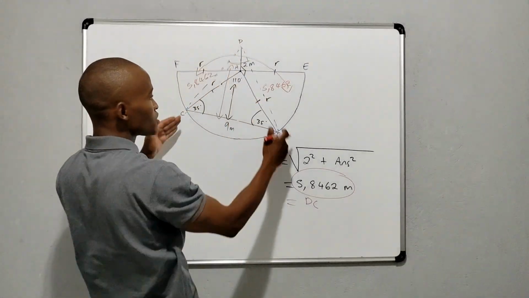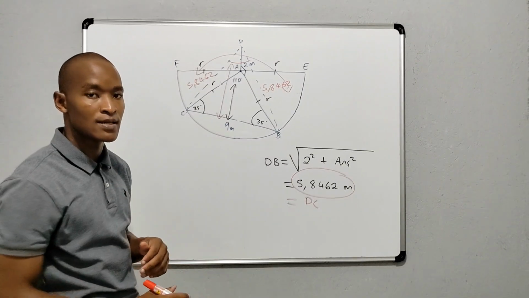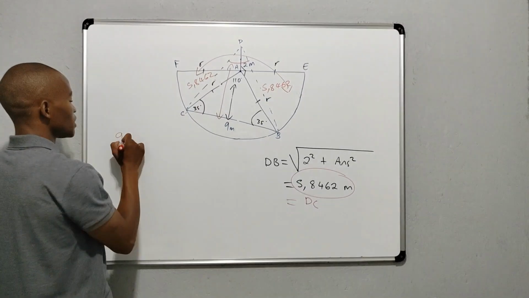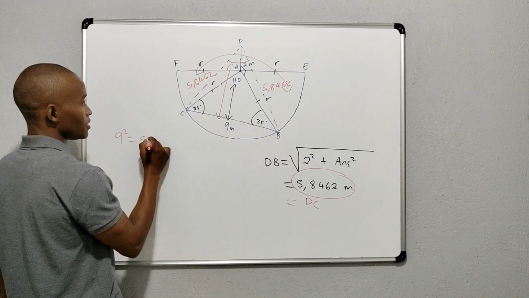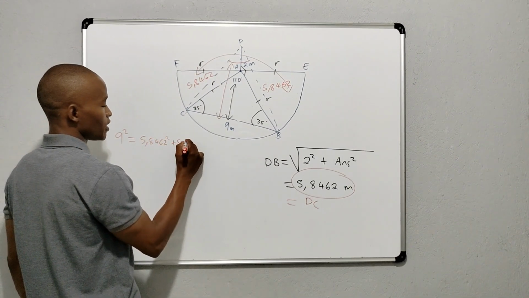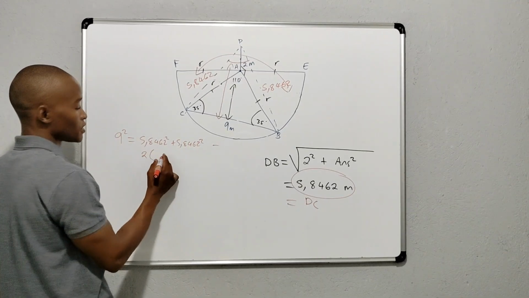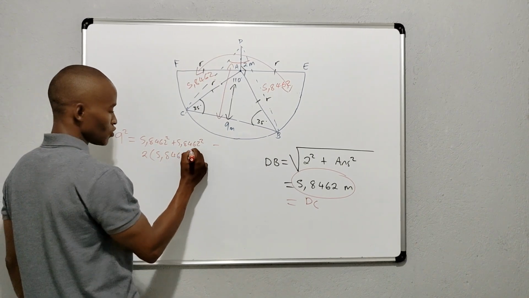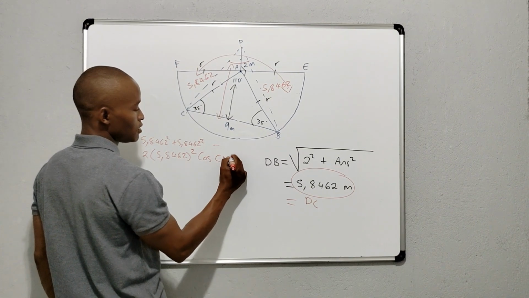So we have the two sides. We're looking for the included angle, but we have the corresponding side. So can we use the cosine rule? Yes. How? Like this. 9 squared is equal to 5.8462 squared plus 5.8462 squared minus 2 times 5.8462 all squared cos of angle CDB.